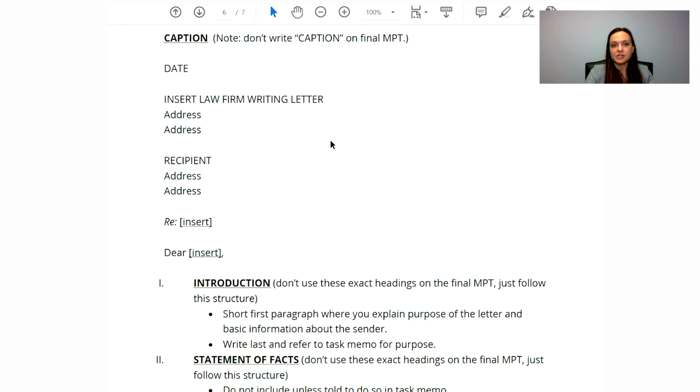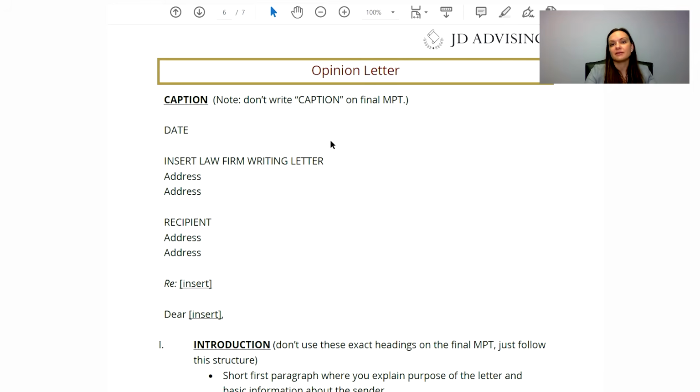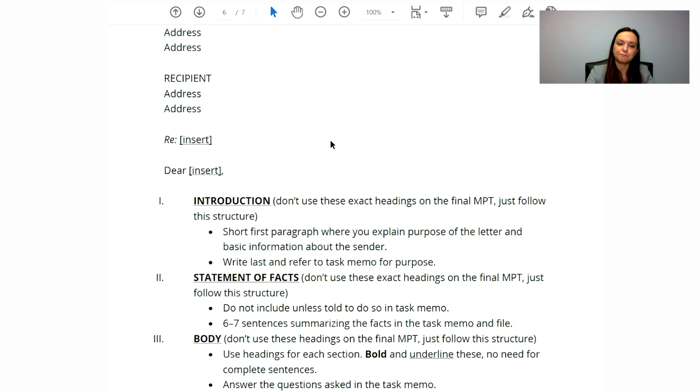But what I haven't mentioned is the main difference between a demand letter and opinion letter. Usually a demand letter is being sent to opposing counsel or the other side, and you're trying to explain why they should do what you want them to do. That's why you're being persuasive. Here in an opinion letter, you're usually drafting a letter to your client. Usually your client has asked you a question. They want some sort of explanation on the law or their position in some sort of legal issue, and your job is to explain to them your opinion about what they should do. That's why we're calling it an opinion letter.